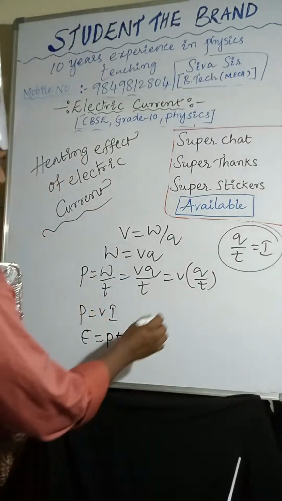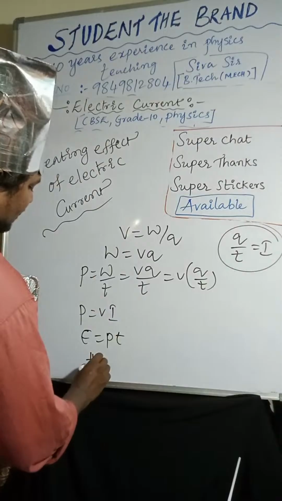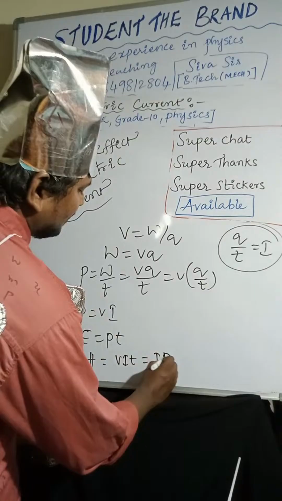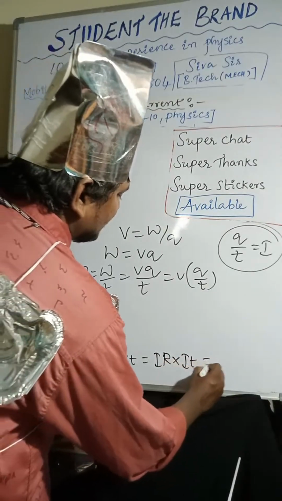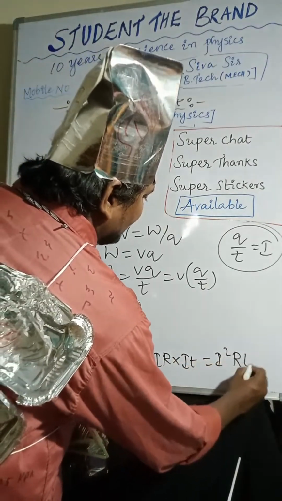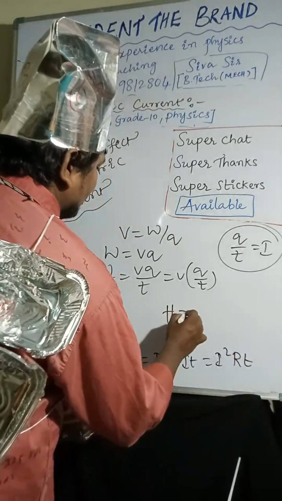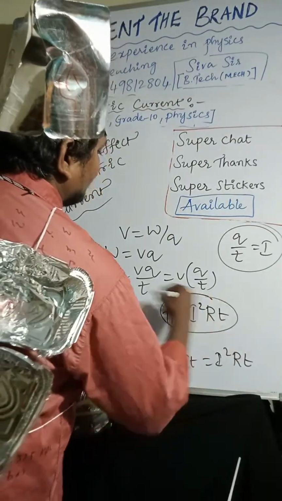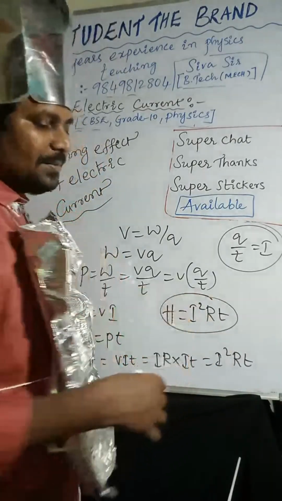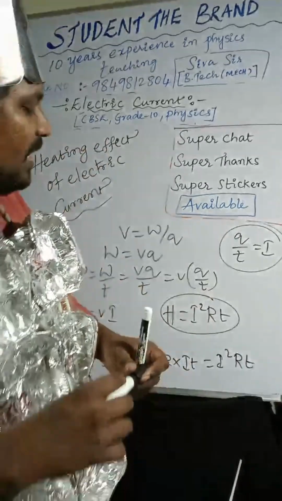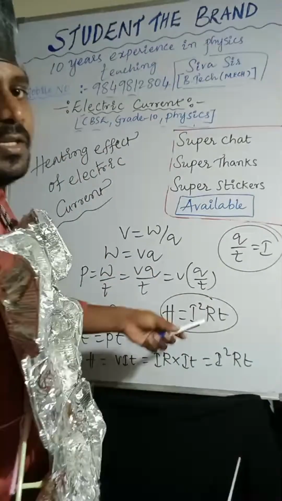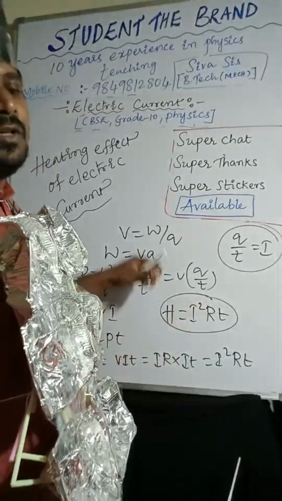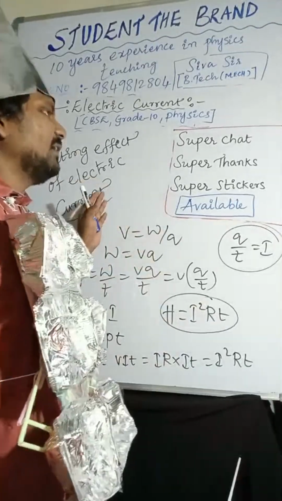So the energy given to the conductor will become heat: VI into T, that is IR into T, that is I squared RT. Heat produced in the conductor is directly proportional to the square of current. Heat produced is directly proportional to resistance. Heat produced is directly proportional to time. So this is about the heating effect of electric current.